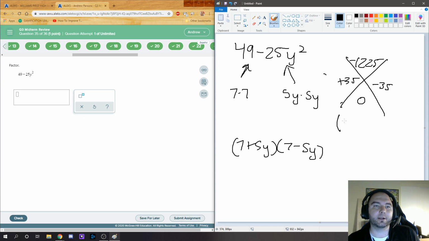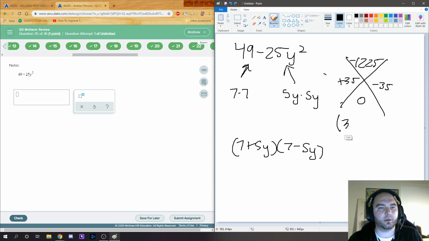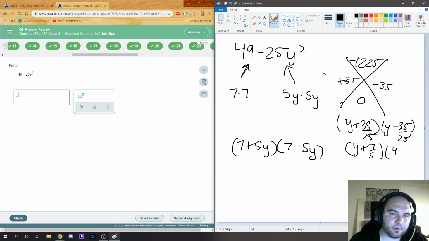How to even describe what I want to say here? You'd have to do y minus 35. This is so bad. You'd have to do y plus 35, y minus 35. You'd have to put each of them over 25, because that was the number in front of the y squared term. Then you'd have to reduce it to 7/5 and negative 7/5, and then bring the bottoms up and get 5y plus 7 and 5y minus 7. But guess what? That's still wrong because the minus has to be this way. It can't be 5y minus 7.